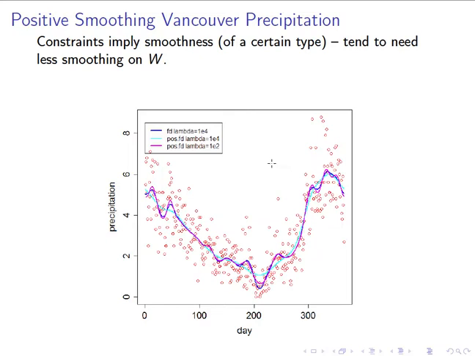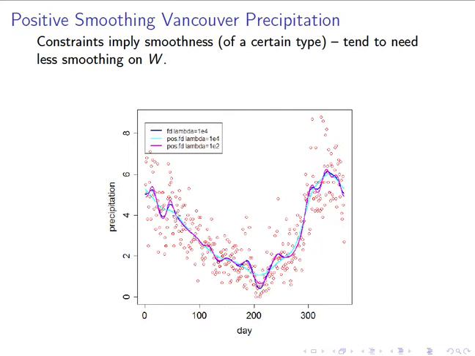So here is the idea of the estimated functions. This shows the results when we estimated the precipitation. The blue line is when we don't have any constraints, with the penalty lambda equal to 10^4. The green line is when we have this positive constraint, also using lambda equal to 10^4. You can see the green line is much smoother than the blue line, even using the same value of lambda.